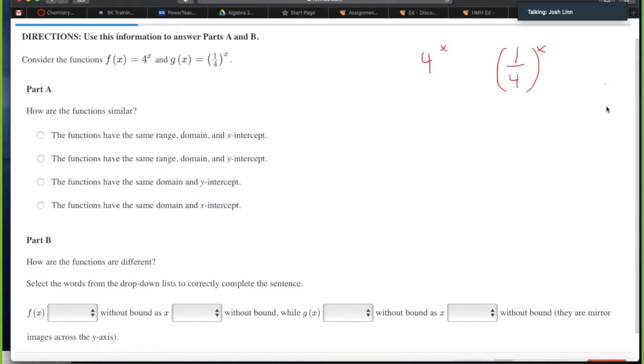So let's see here. How are the functions similar? So the functions have the same range, yes. Domain, yes, and x-intercepts. Yes. Because if you remember, I think they're both at like 1. So the growth comes up like this. And in green, the decay just goes the other way.